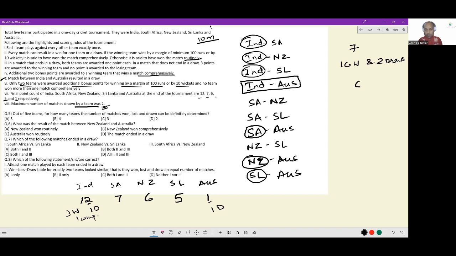And for 6 points, you can have it as 1 comprehensive win, 2 draws, 2 routine wins, and 1 draw. For 6 points, you can have it as 2 routine wins, and that's it. Or you can have it as 1 comprehensive win and 1 draw.